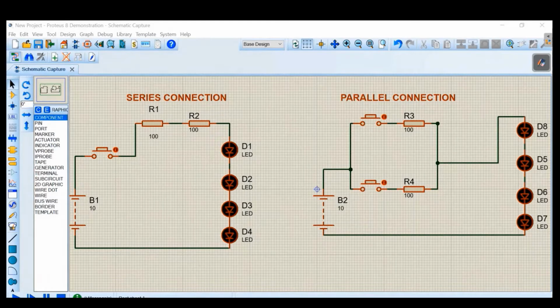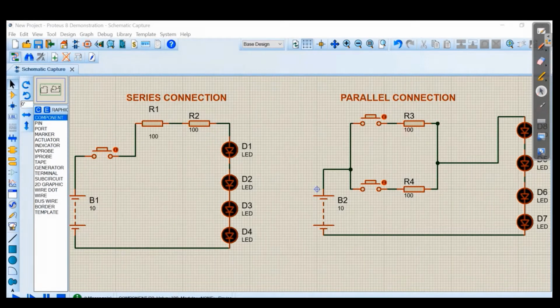So let's look at the left side. We are seeing a series connection, right? Here two resistors R1 and R2 are connected in series, and we are using a battery here, B1. Just look at the resistors R1 and R2, and both are 100 ohm, right? Then we have connected some LEDs to see what happens if you press the switch. Here you are seeing four different LEDs, D1 to D4. Just look at the battery, and we are using a switch to turn the connection on and off. Shall we switch it? Yeah, we can simulate it.